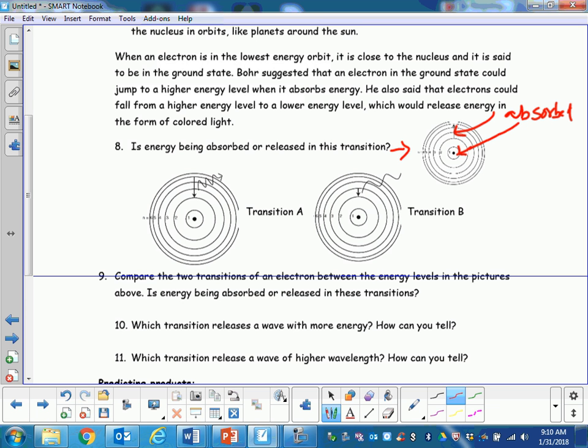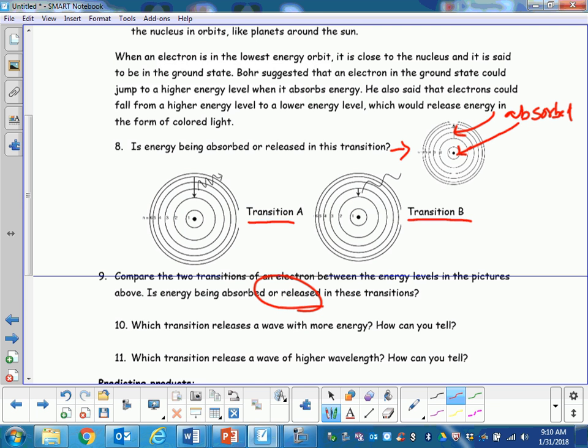Is the arrow coming down closer to the nucleus? Correct? Whenever it's coming closer to the nucleus, it's coming to a lower energy level. Is that right? And as it's coming down, it's releasing its extra energy. So in transitions A and B, the energy is being released. So which transition releases a wave with more energy? A, because of the height.